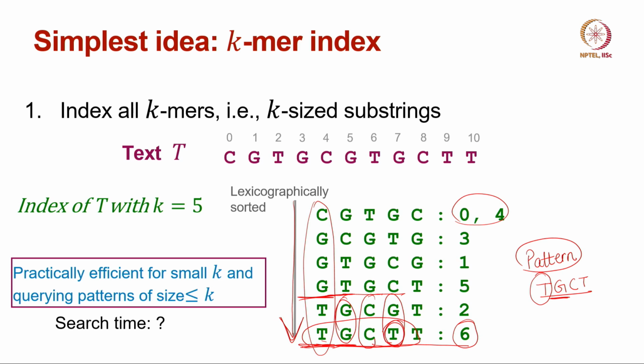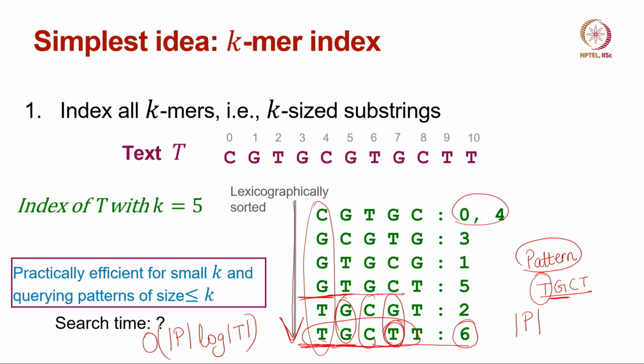So if we look at the search time now, let me say that the pattern is of length P, then I am doing P iterations of binary search, and the range of each binary search can be as big as T. Remember that a binary search on a column of size T will take log T time. So this gives me a complexity of order P log T, but this is assuming that the pattern length is less than or equal to K.